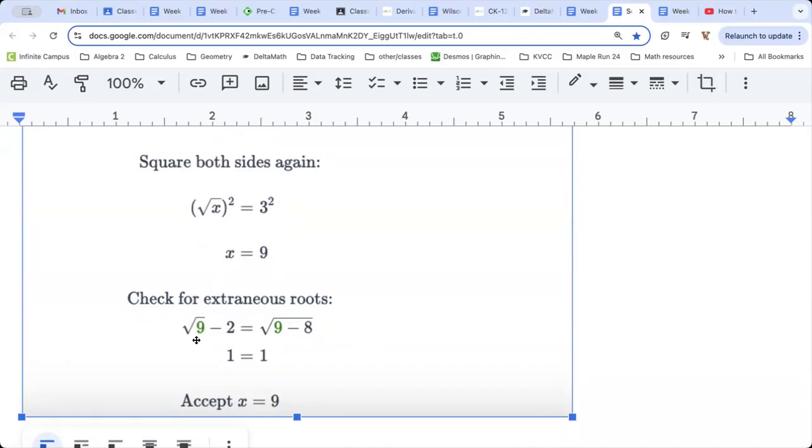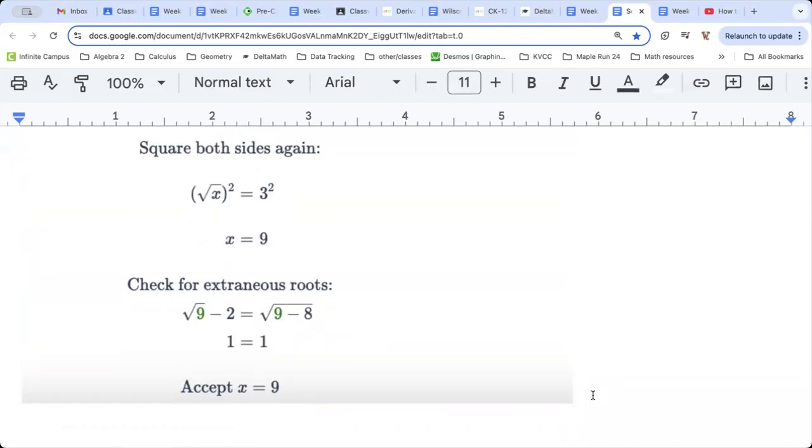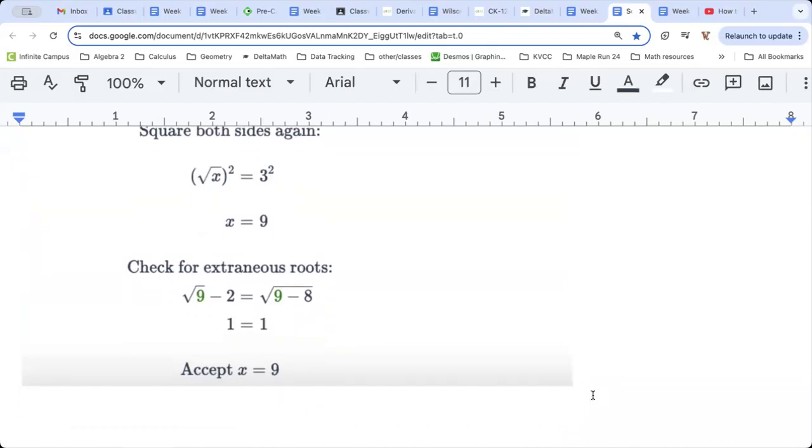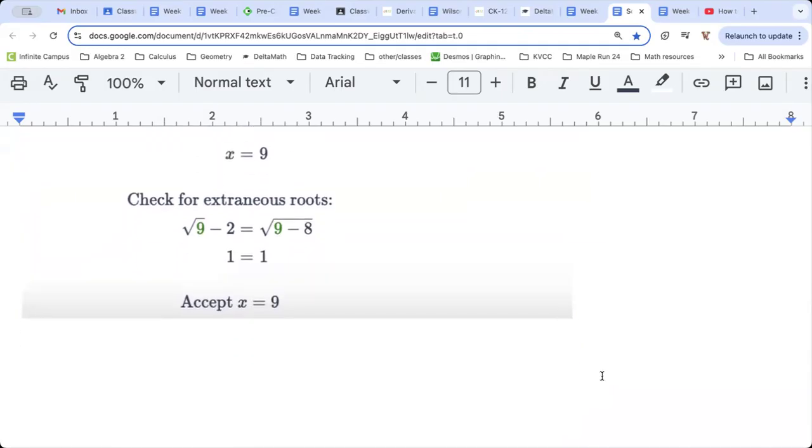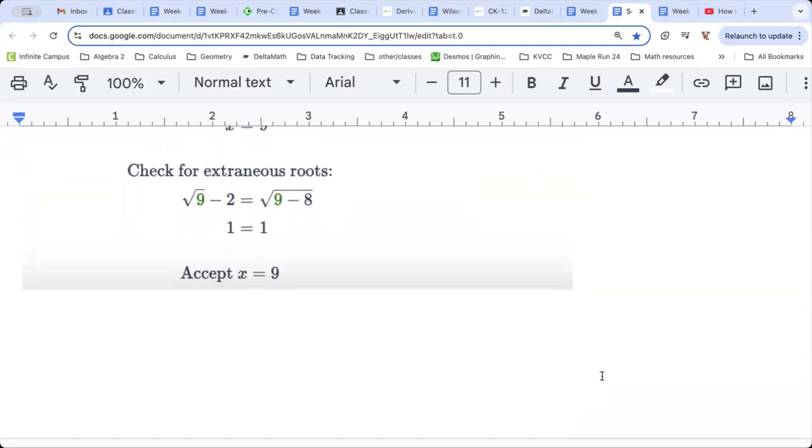So we got this. Square root of 9 is 3. 3 minus 2 is 1. Good. Right hand side of square root 9 minus 8 is square root of 1, which is also 1. So 1 will always equal to 1. So it looks like we have got ourselves a winner. The x equal to 9, we can accept that as a sound solution to our problem.